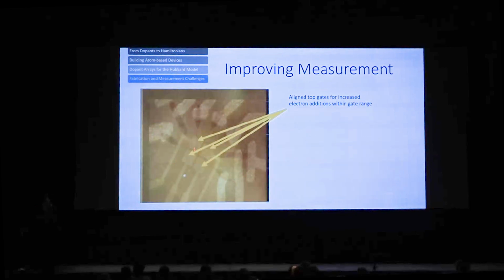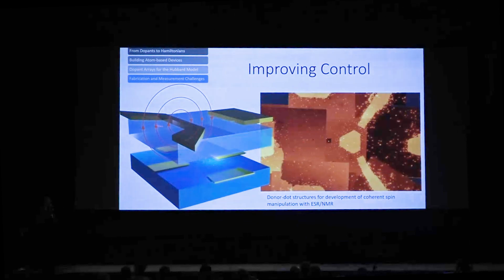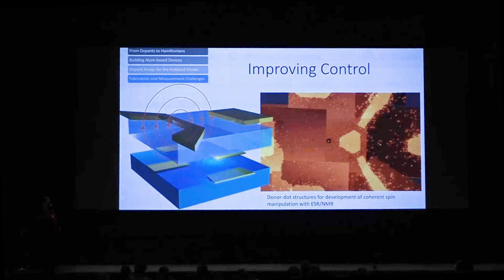We're also working on being able to have top gates in the system, where maybe we can even have aligned top gates to add some independent control that way. And of course, as I showed earlier, we'd also like to be able to have an antenna where we can do coherent manipulation on the electrons around these single phosphorus atoms.